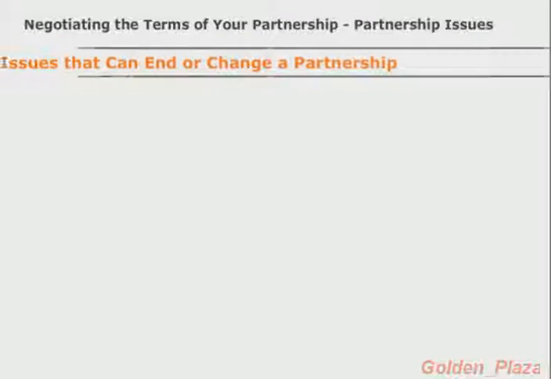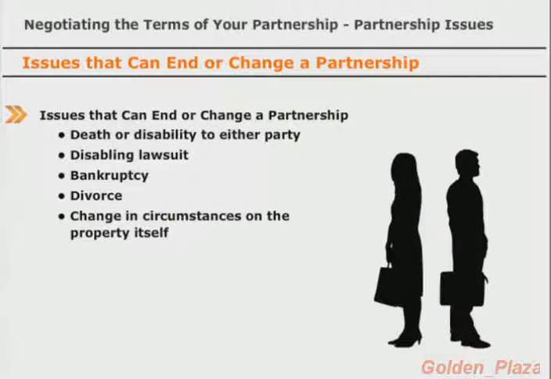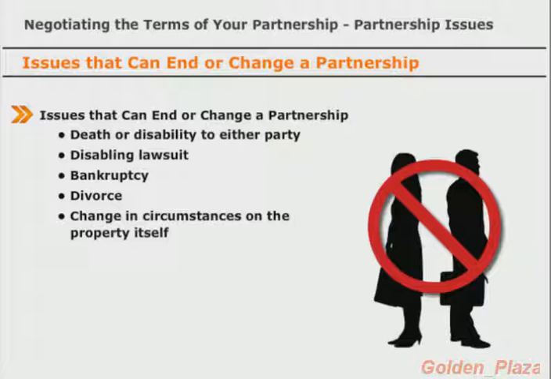Here are a few outstanding circumstances which can change your partnership or possibly mean its end: death or disability to either party, disabling lawsuit, bankruptcy, divorce, or a change in circumstances on the property itself. Should any of these circumstances occur, it is in the partnership's best interest to discuss all aspects of the partnership so that both people understand each other and so there is no confusion.